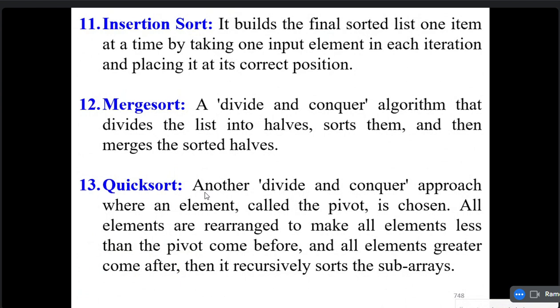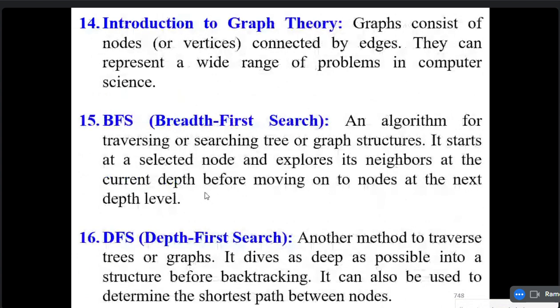Then merge sort. It is a divide and conquer algorithm that divides the list into halves, sorts them, and then merges the sorted halves. Then quicksort. Quicksort is a divide and conquer approach where an element called the pivot is chosen. All elements are arranged so that all elements less than the pivot come before it and all elements greater come after. Then it recursively sorts the sub-arrays.